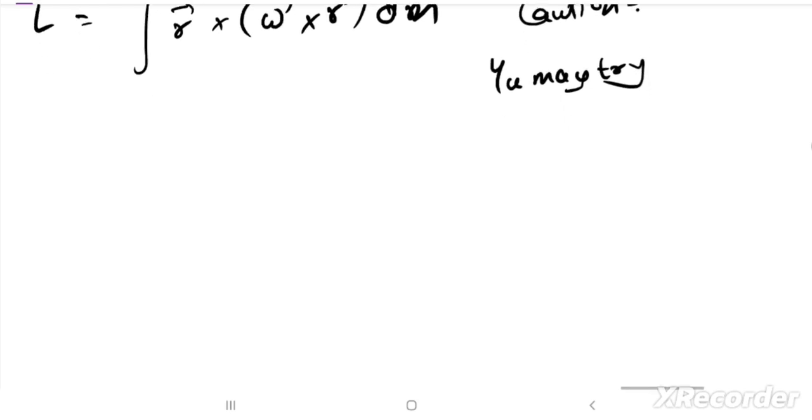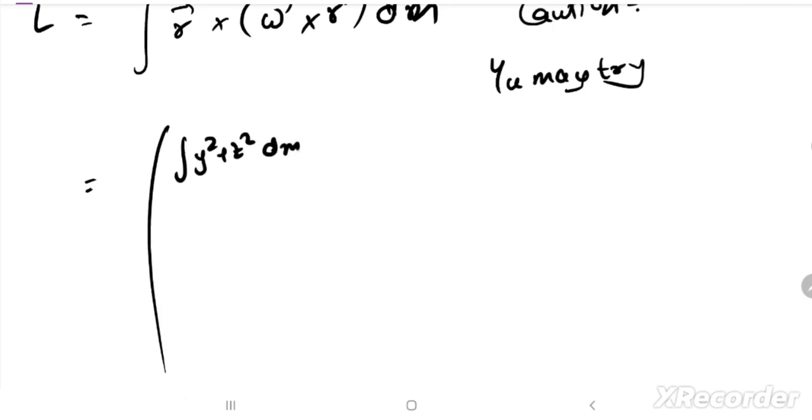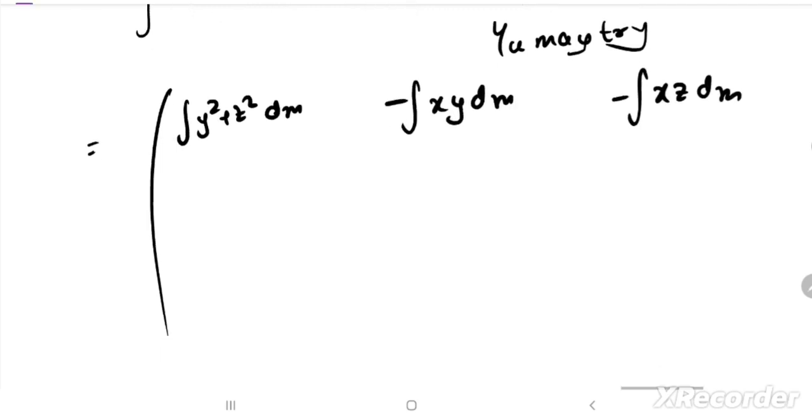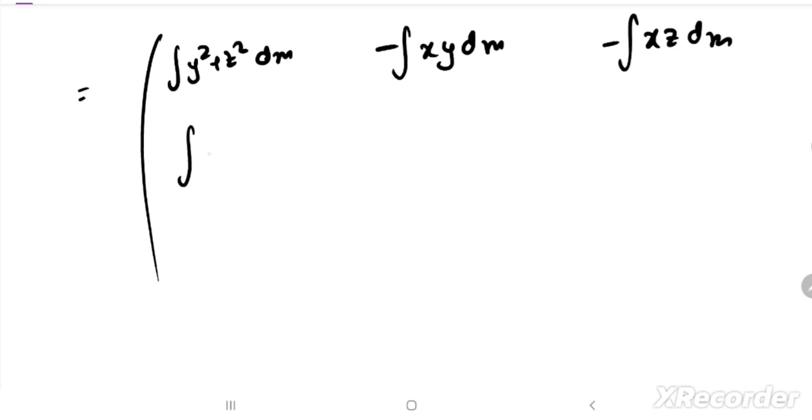Then opening it properly, you will get some big matrix, that is integral of y square plus z square dm, minus integral xy dm, minus integral xz dm. Okay, this is my first row. Then minus integral yx dm.